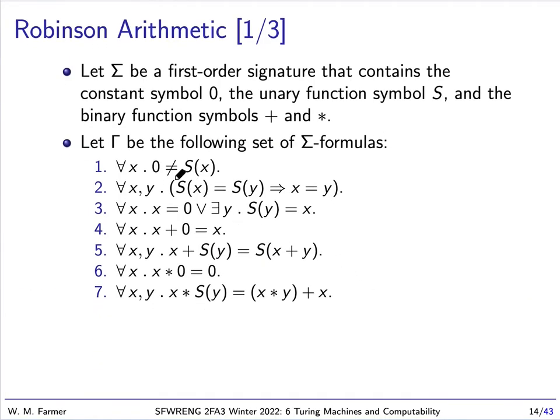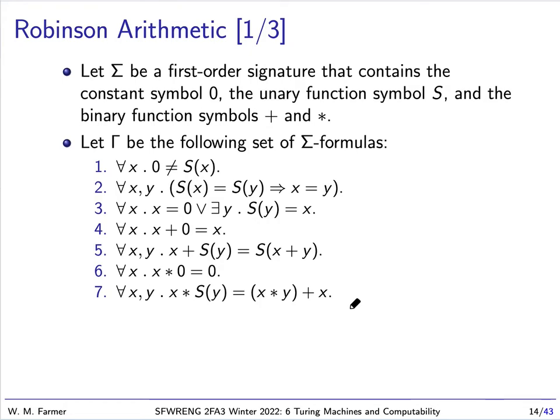And we're going to let gamma be the following formulas. The first says that 0 is not the successor of anything. The second says that the successor function is injective. The third says that every member of our domain is either 0 or it's a successor of something. The fourth and fifth are the normal recursive definitions for plus in terms of successor, and the sixth and seventh are the ordinary recursive definitions for times in terms of plus.